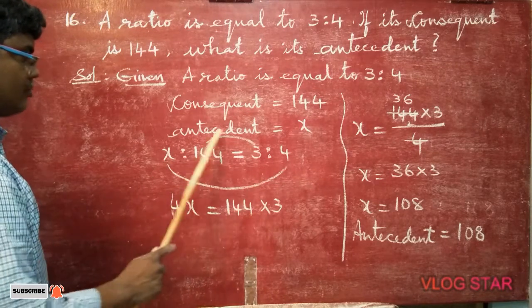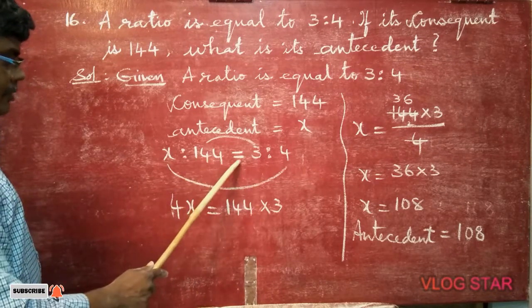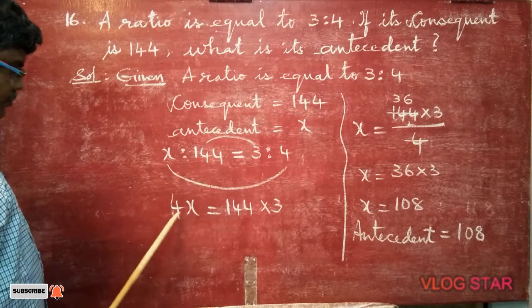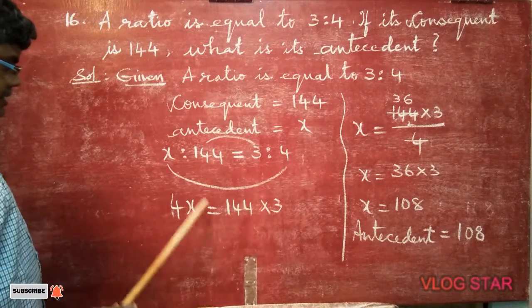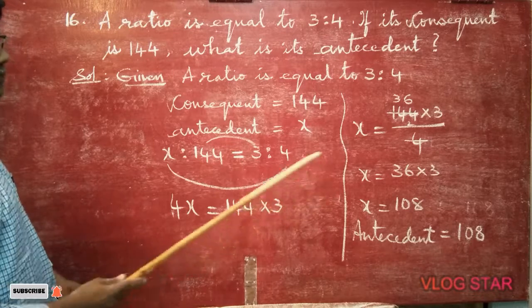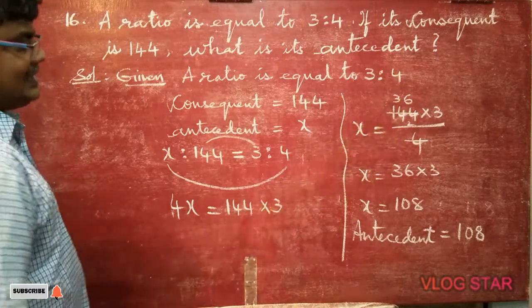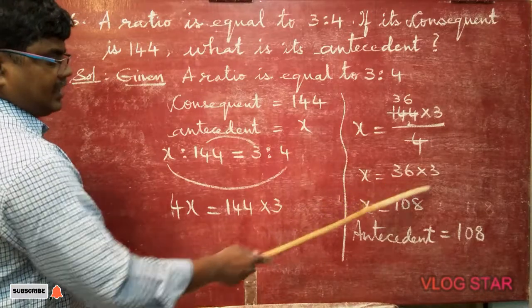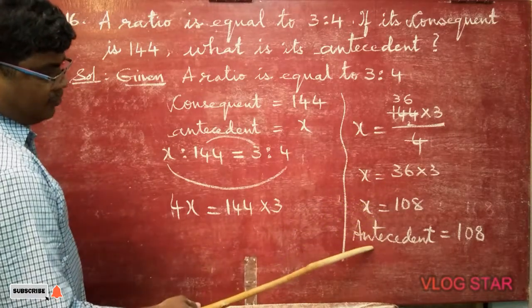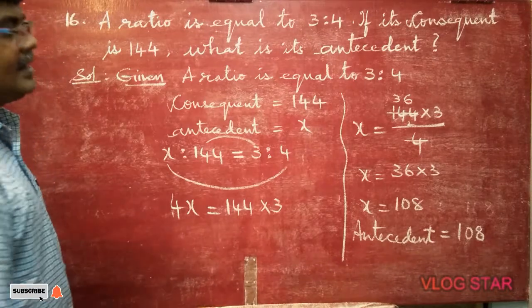Product of extremes is equal to product of means. By proportion, equality between two ratios, 4 into x is equal to 144 into 3. x is equal to 144 into 3 by 4. 4 goes 36 times. x is equal to 36 into 3, 108. Therefore, the antecedent is equal to 108.